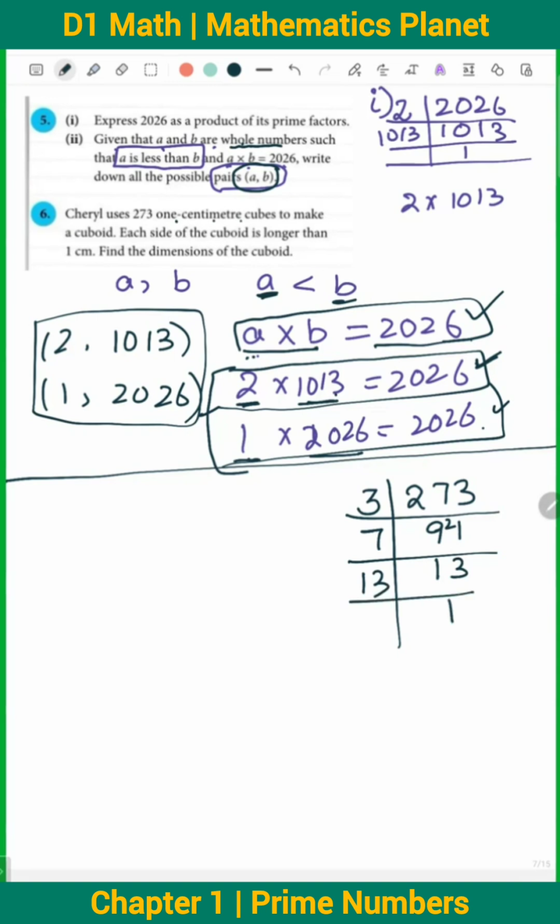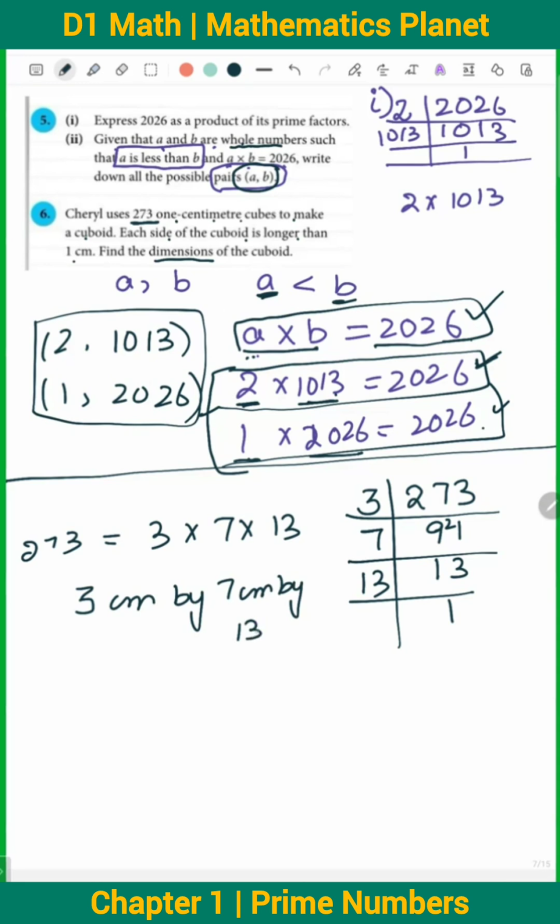So the question is, Charles uses 273 1 centimeter cubes to make a cuboid. Each side of the cuboid is longer than 1 centimeter. So we need to find the dimensions of the cuboid. So 273 can be written as 3 into 7 into 13. So the only possible dimensions can be 3 centimeter by 7 centimeter by 13 centimeter. This is the possible dimension. Prime factorization gives you the answer. Clear to everyone?